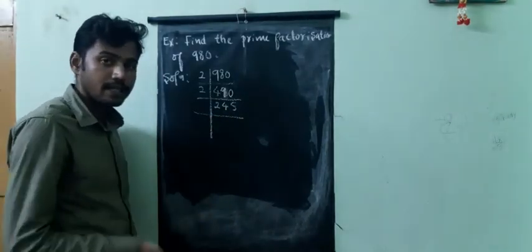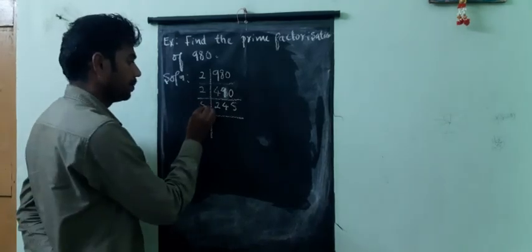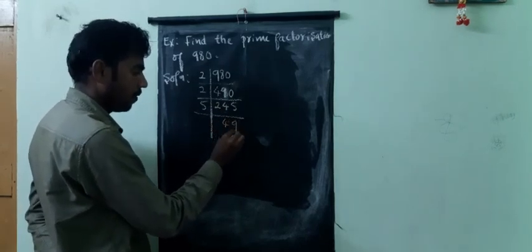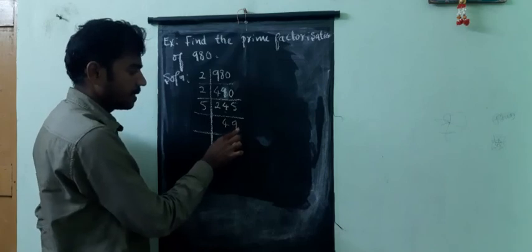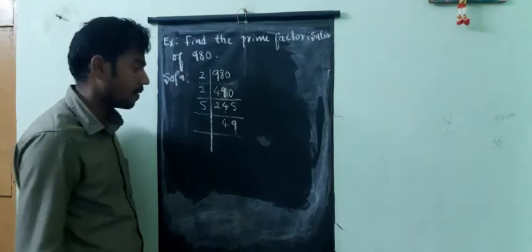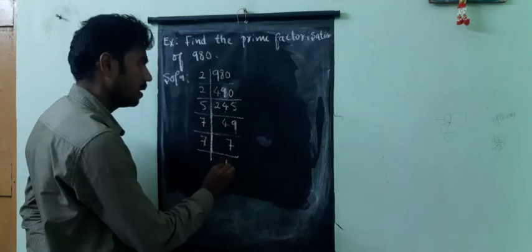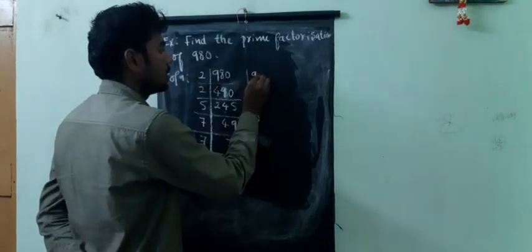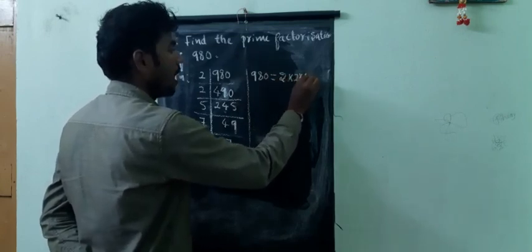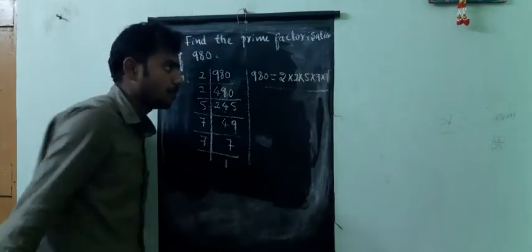So the next prime number is 5. Since the number is ending with 5, I can go ahead with 5. 5 4s are 20, 4 left, 5 9s are 45. See. Next, since it is ending with 9, I can't go ahead with 5. The next prime number is 7. 7 7s are 49 and again 7 1s are 7. Therefore 980 can be written as 2 into 2 into 5 into 7 into 7. So please note this down.